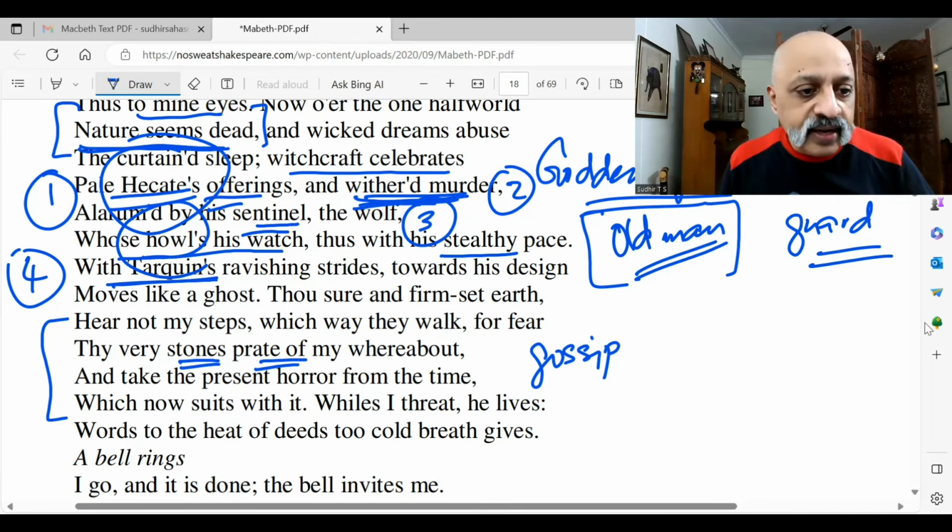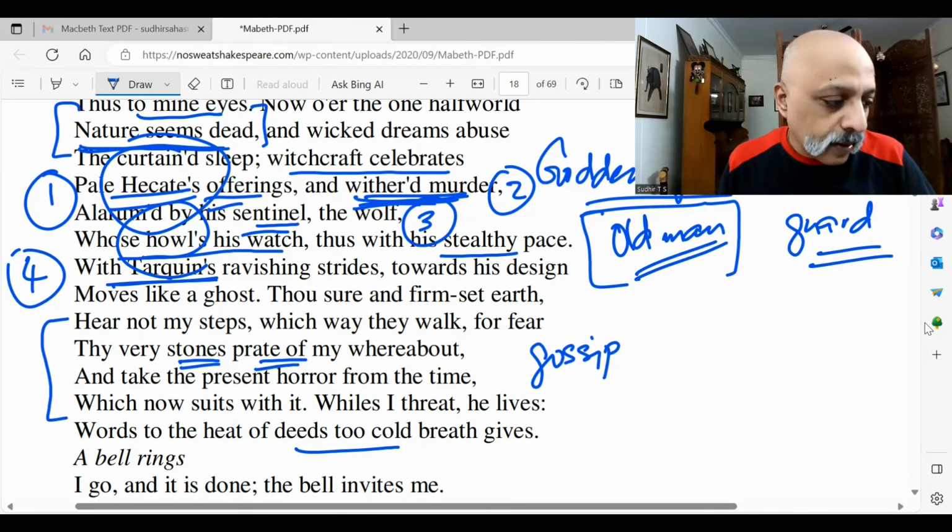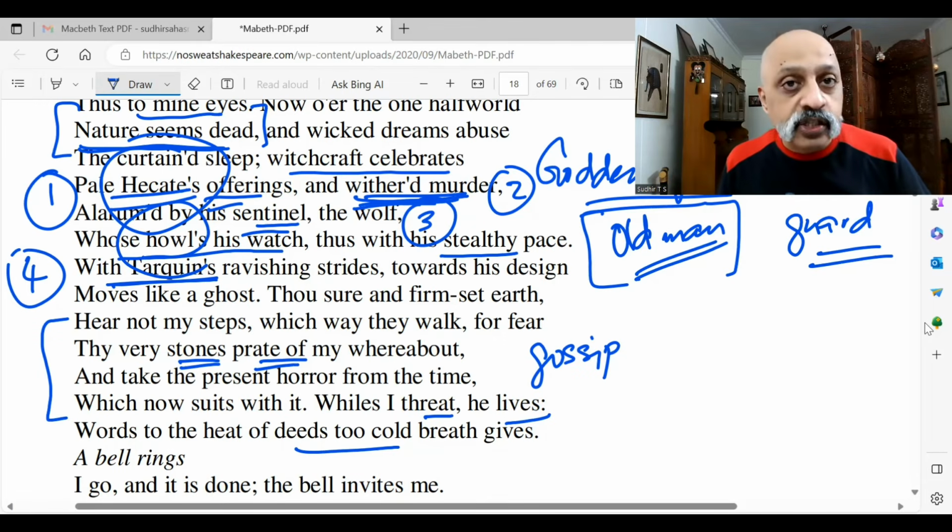Whilst I threat, he lives. Words to the heat of deeds too cold breath gives. So he's saying that, oh, sorry, वो तो बाद में आता है, sorry. Okay, so he says, while I talk here, जब मैं यहाँ पर बात कर रहा हूँ, वो वहां पर जिंदा है. कौन? डंकन. Words to the heat of deeds too cold breath gives. So he says, talking destroys.